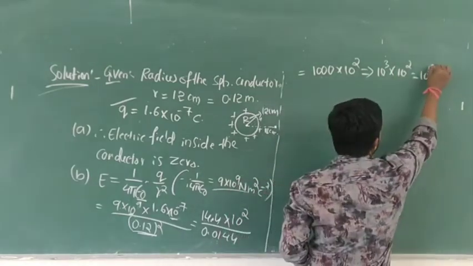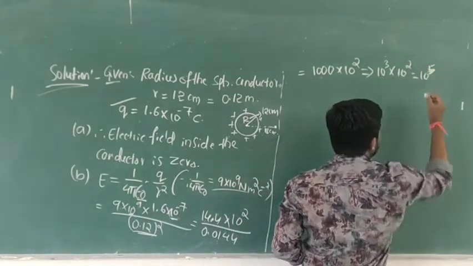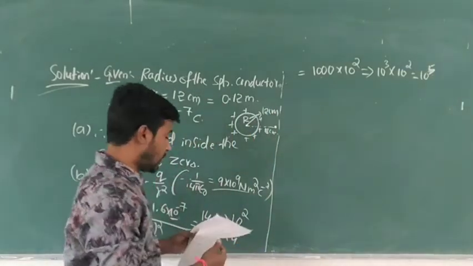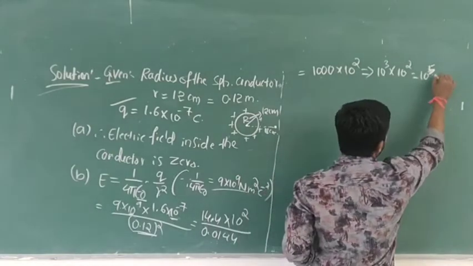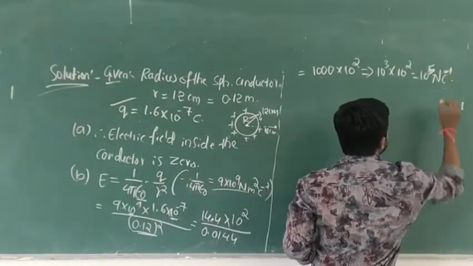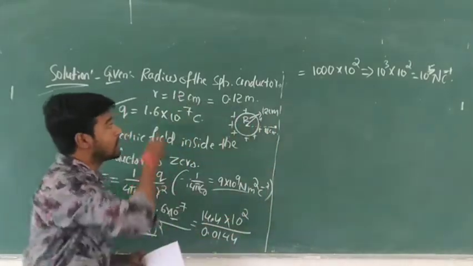So this is the electric field outside the sphere. How much? That is 10 to the power 5 Newton per coulomb. So this is the electric field outside the sphere.